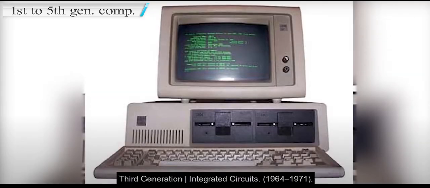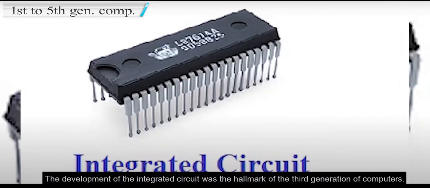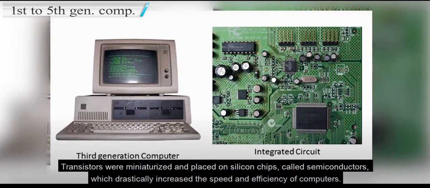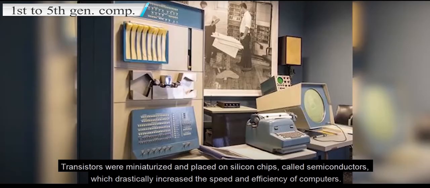Third generation. Integrated circuits. 1964 to 1971. The development of the integrated circuit was the hallmark of the third generation of computers. Transistors were miniaturized and placed on silicon chips, called semiconductors, which drastically increased the speed and efficiency of computers.